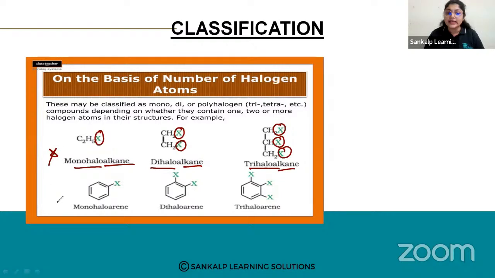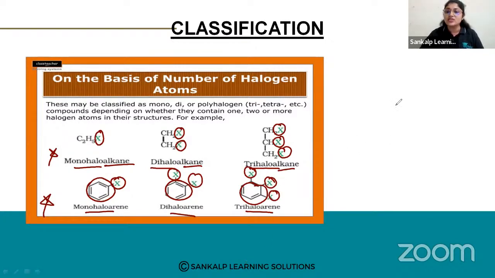Then the second set of examples are the examples of haloarenes. In the first example, there is one halogen atom, so it is monohaloarene. In the second, there are two halogen atoms, so it is called dihaloarene. In the third, there are three halogen atoms. It is called what? Trihaloarenes. So this is the classification based on the number of halogen atoms. So we'll go for the next classification.